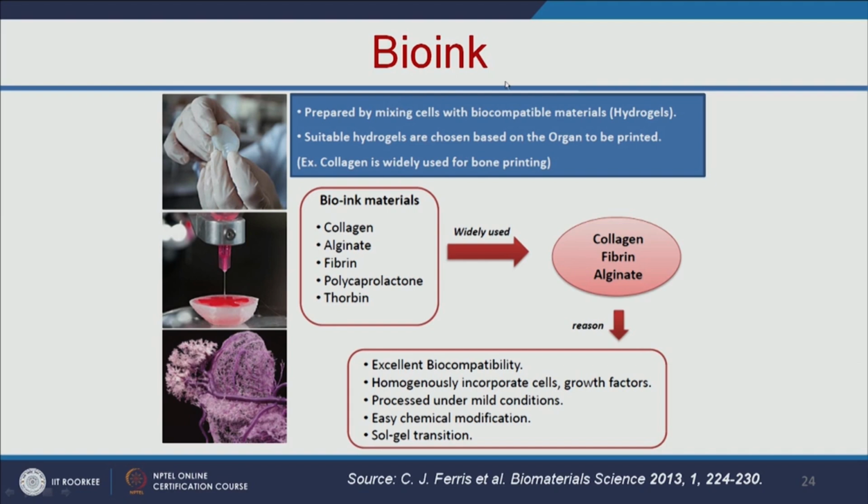So, let us see the bio ink in detail. Here the bio ink, as I told you earlier, is made of cells. These are prepared by mixing cells with biocompatible materials, for example hydrogels, and suitable hydrogels are selected based on the organ which you want to print. These are some of the bio ink materials. You can use collagen, alginate or fibrin. These are the widely used bio ink materials. The reason is they have very good biocompatibility and homogeneously incorporate cells and growth factors, are processed under mild conditions, allow easy chemical modification, and also have sol-gel transition.